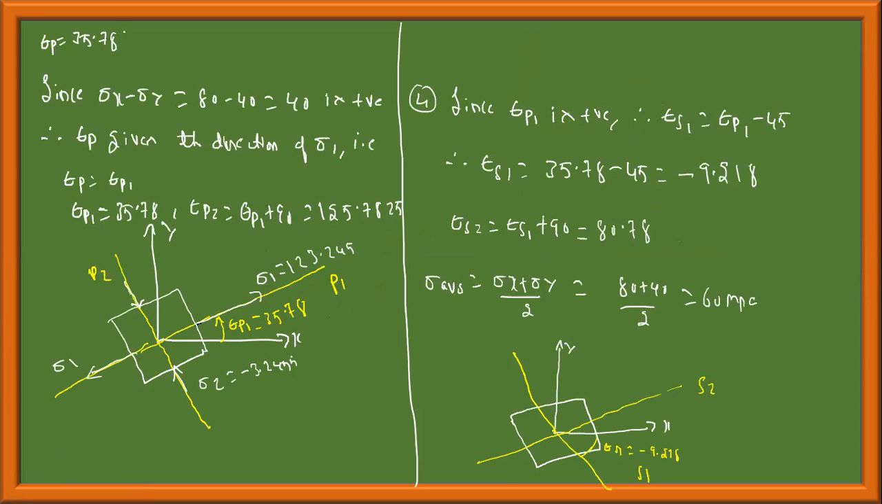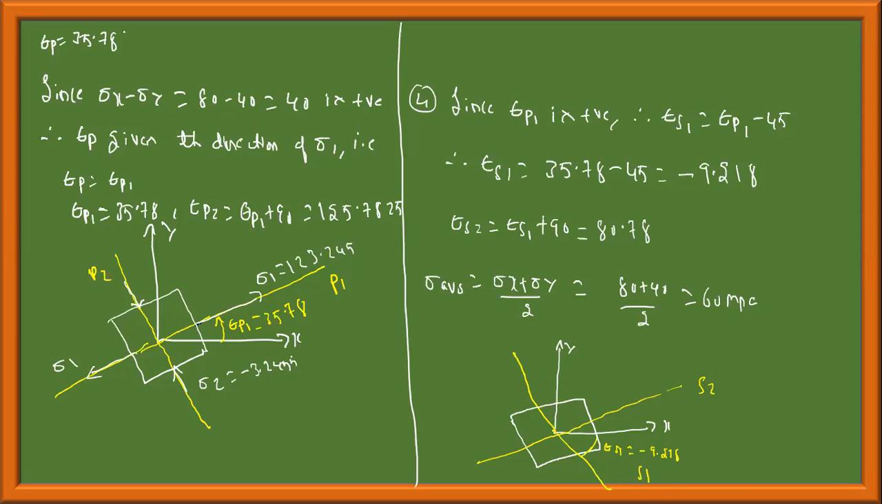He has indicated sigma 1 as 123 MPa and that theta 1 is equal to 35. You should not do like that. He has not indicated precisely which plane is P1 and which plane is P2. You have to follow this method: plane P1 is at an angle 35.78 degrees, and plane P2 is at an angle of minus 54.22 degrees. I don't understand his convention of indicating theta 1 and theta 1 only.